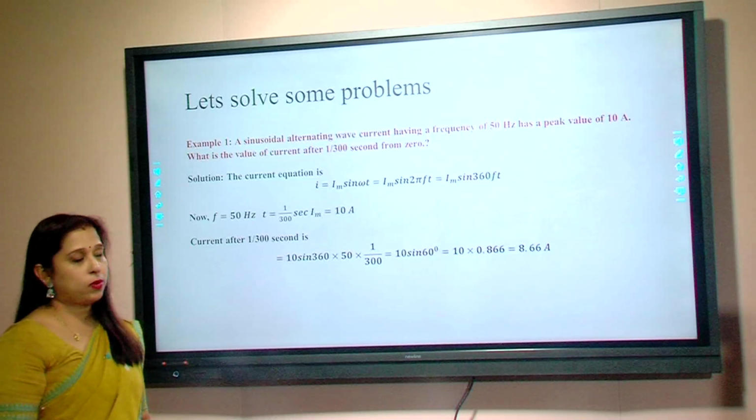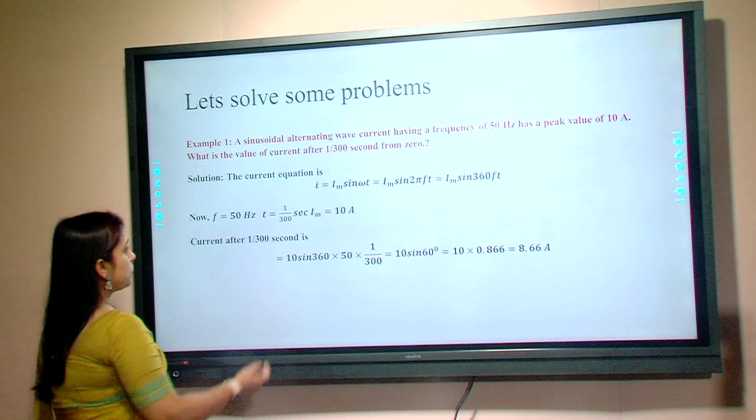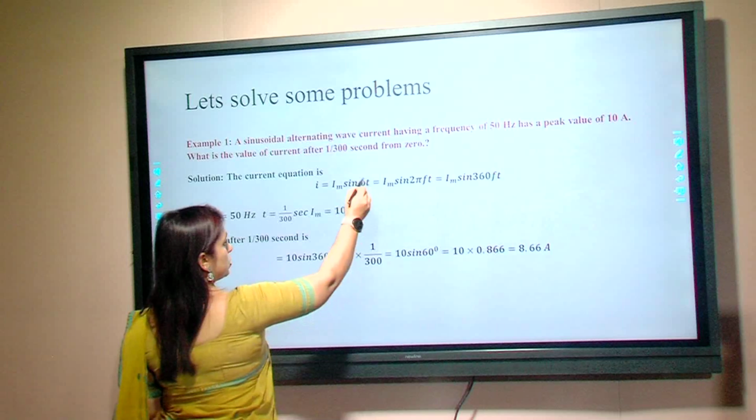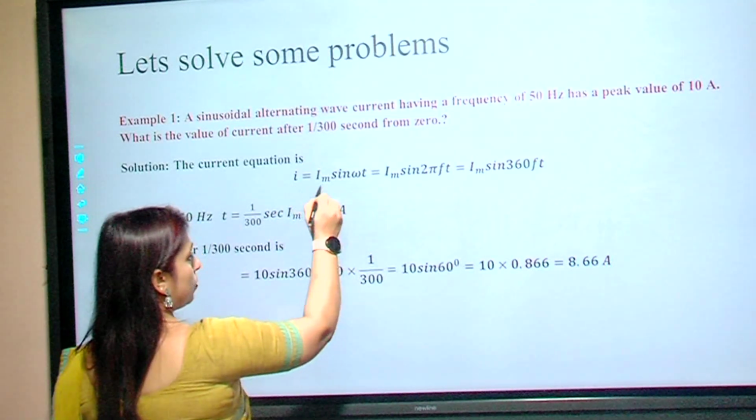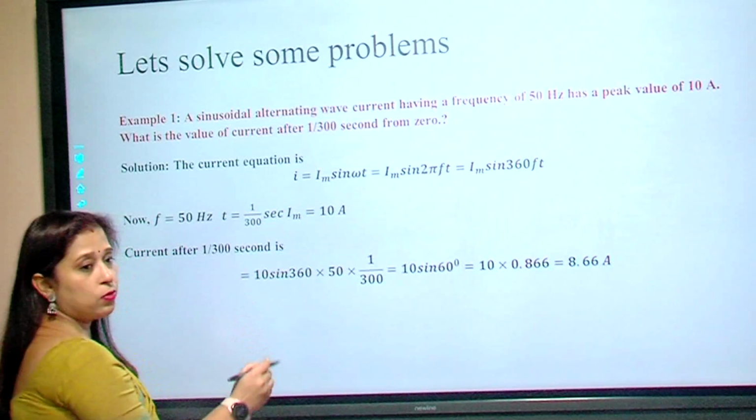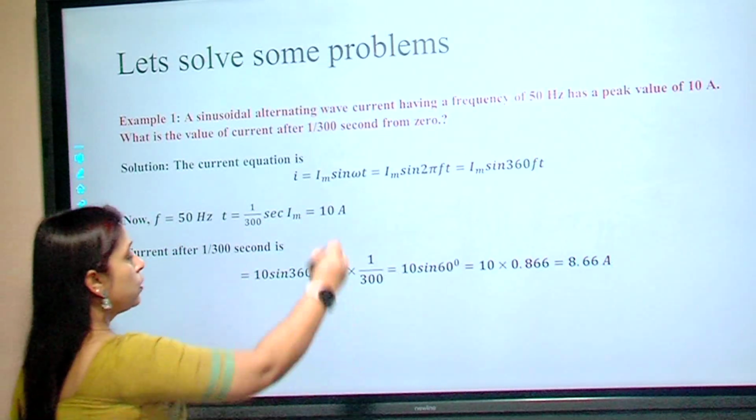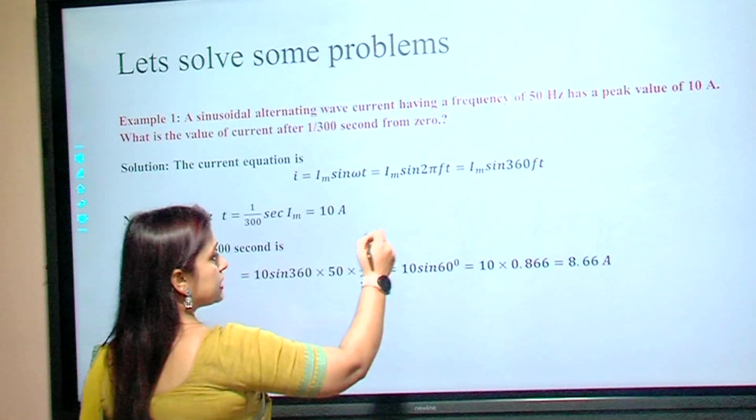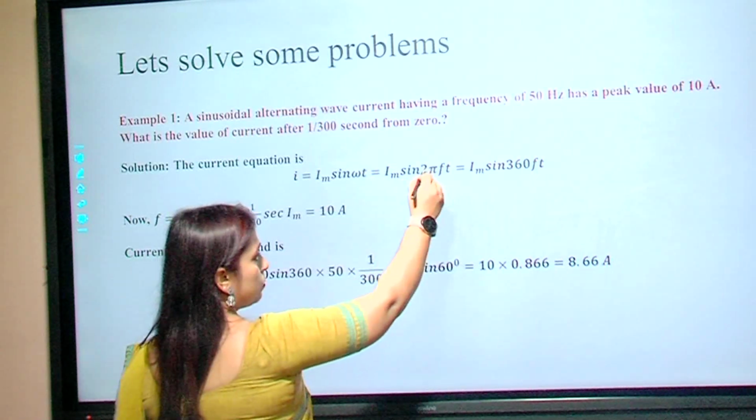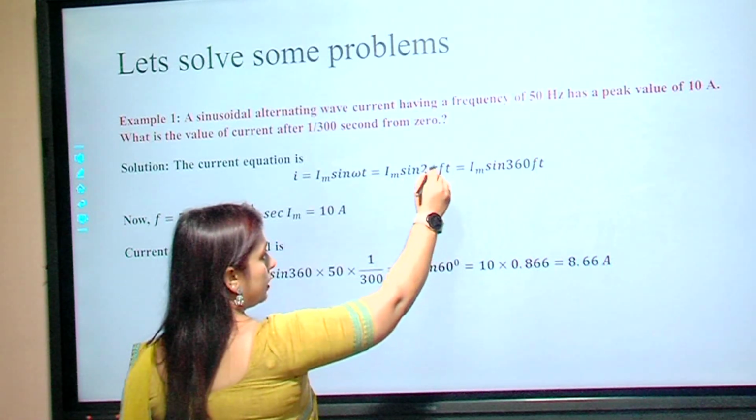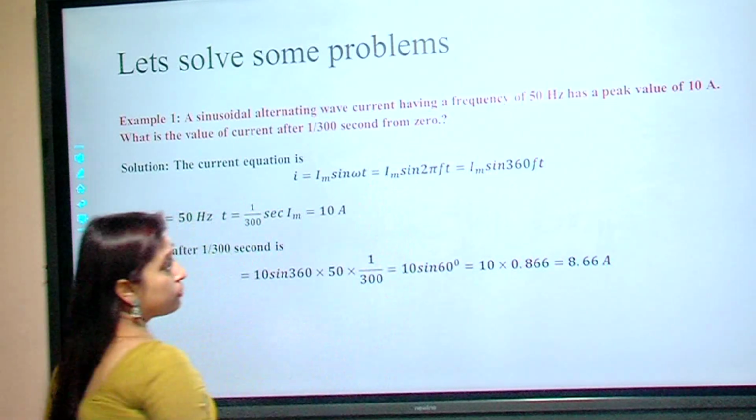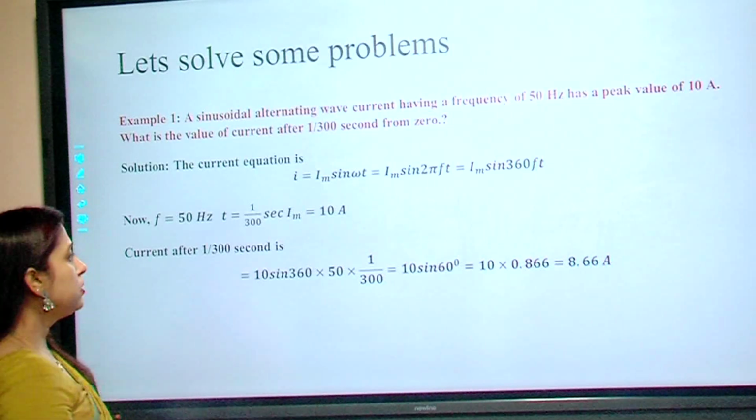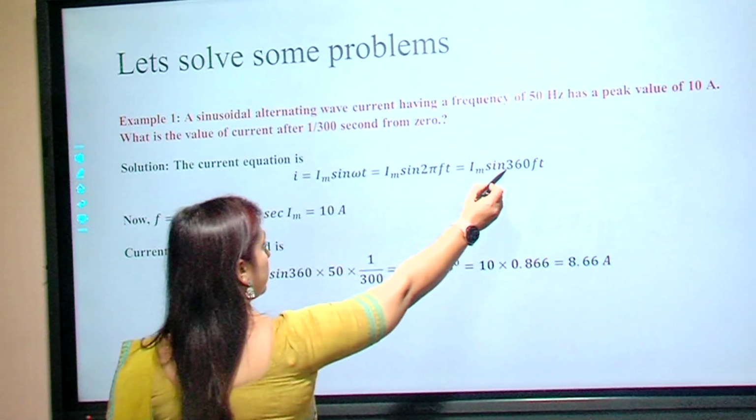So how to solve this problem? The current equation is I equals Im sin omega t, where Im is the peak value or the maximum value, omega is the angular frequency, and t is time. We know omega is equal to 2 pi f, where f is the linear frequency. Here our frequency is mentioned to be 50 Hz, so we are putting the value here.